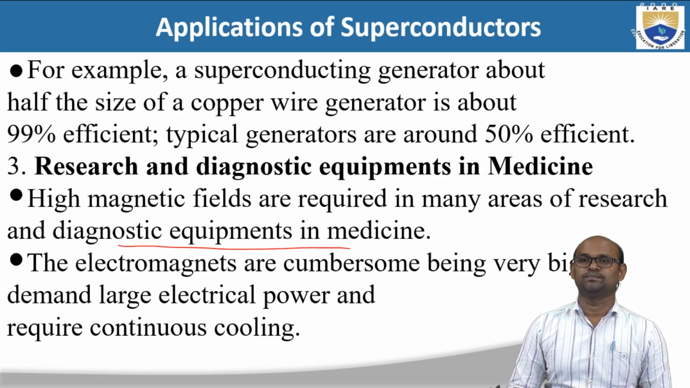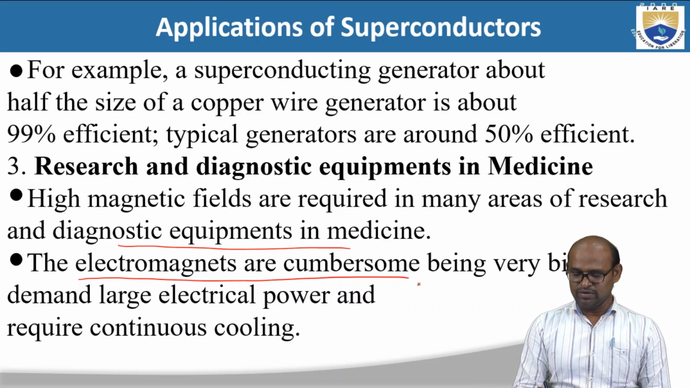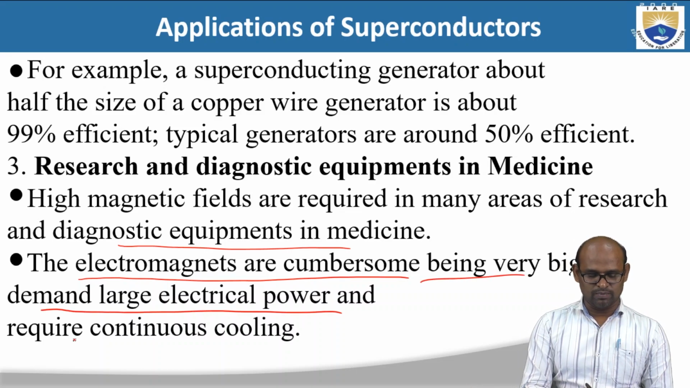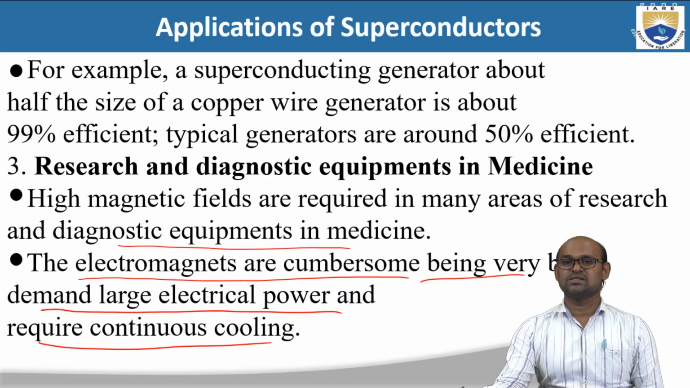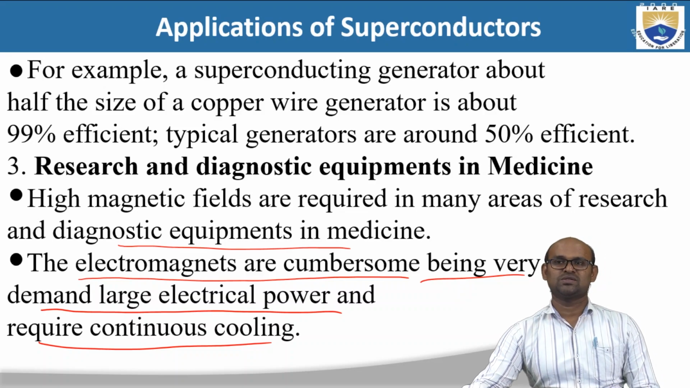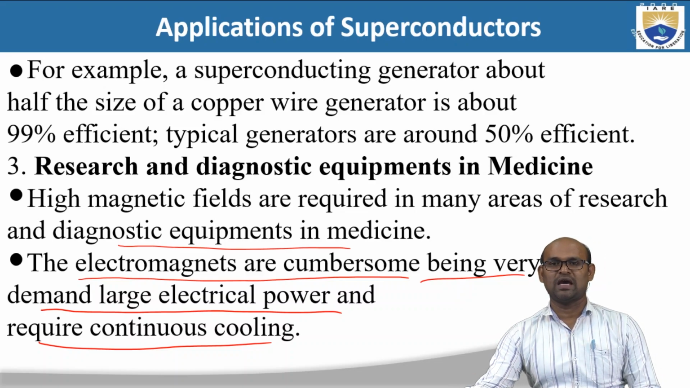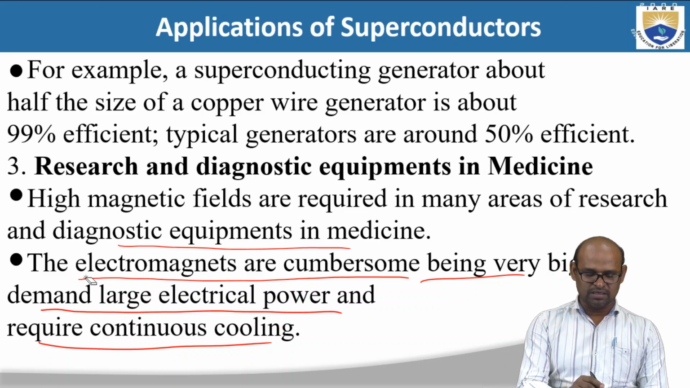well as in medicine. So the electromagnets are cumbersome, being very big, demand large electrical power, and require continuous cooling. If we use electromagnets to generate high magnetic fields, they are very big. Electromagnets can generate a magnetic field, but they are very big and they require more electrical power and continuous cooling. So this is the disadvantage.